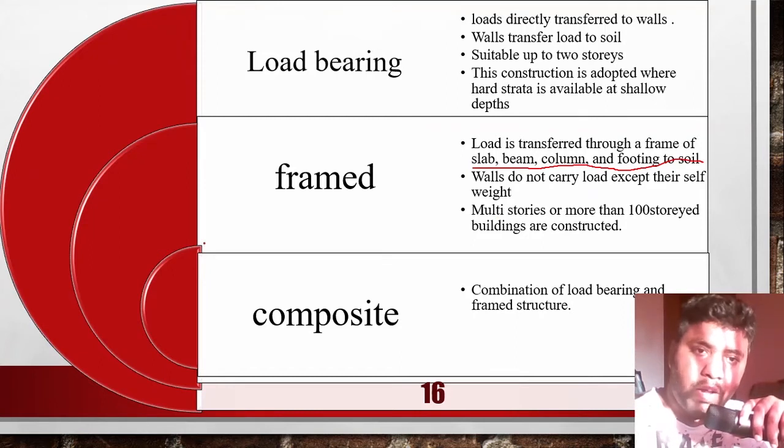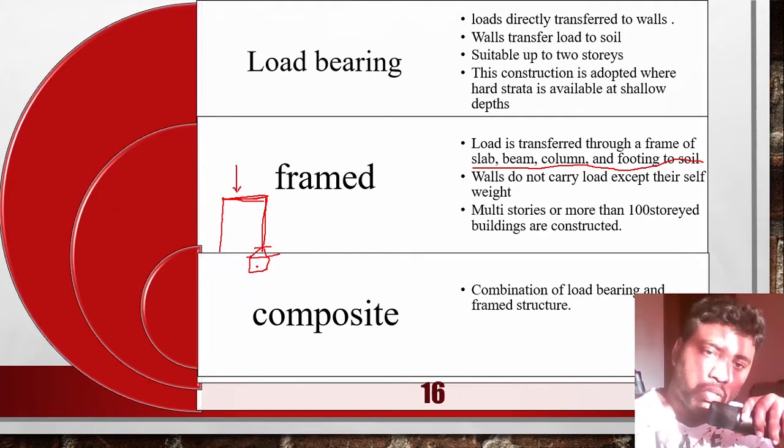What is a frame? Frame is nothing but a structure which is held like this. This is called a frame. Two columns support a horizontal beam. Two vertical components support a horizontal component. So the load acts on the horizontal component, transfers the load to the vertical components, and these vertical components transfer the loads to the footing, that is nothing but the foundation, and this foundation distributes this load to the soil below.